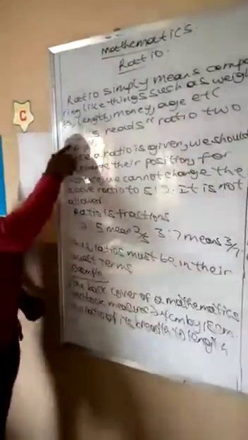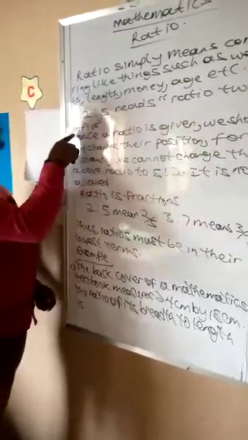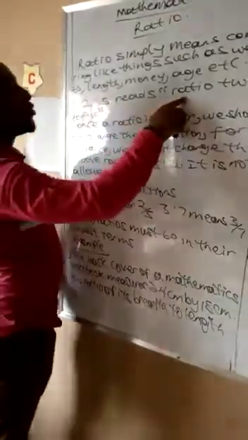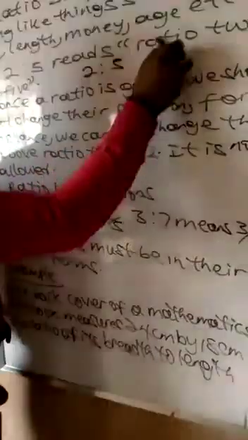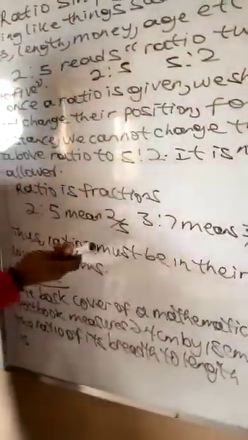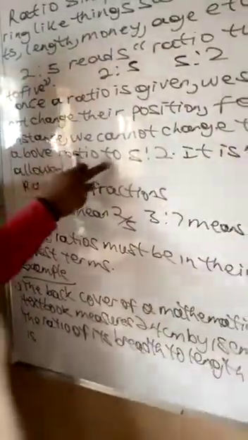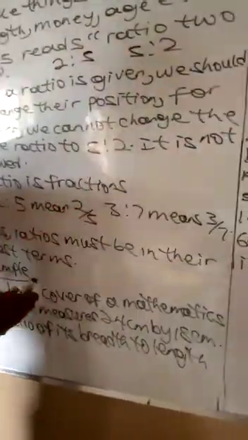Now, note that this is 2:5, which is simply read as 2:5. So 2:5 simply means ratio 2:5. Once a ratio is given, we should not change its position. For example, 2:5 cannot be changed to 5:2. It is wrong. Their position cannot be changed. It is incorrect and not allowed.